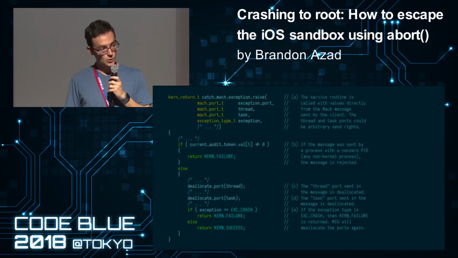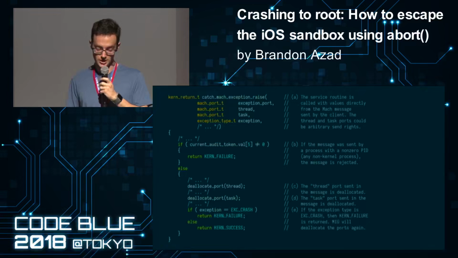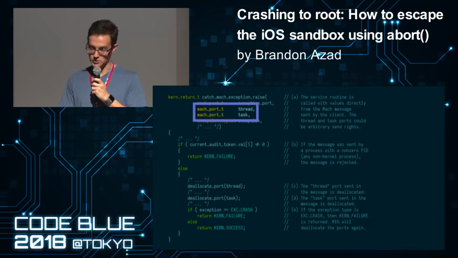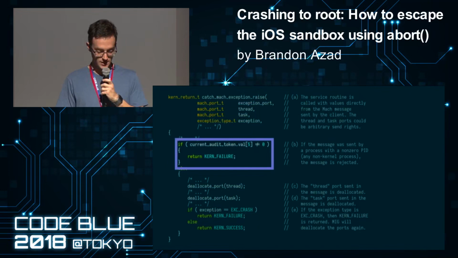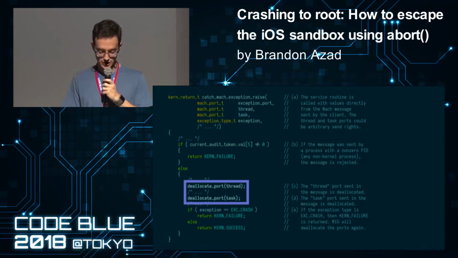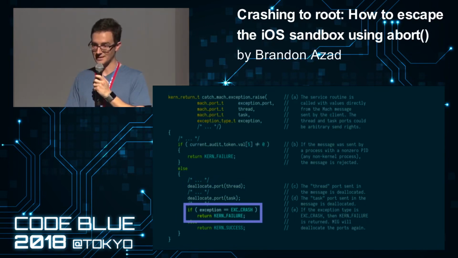So here's the vulnerable code, but this time from LaunchD. It's very similar to the code from report crash, but it's not identical. Like before, the thread and task port parameters are parsed directly from the exception message. But there's also this check here on the audit token, which we'll have to bypass. Once we do bypass that check, the thread and task ports are deallocated, and then failure is returned, causing those ports to be deallocated again.